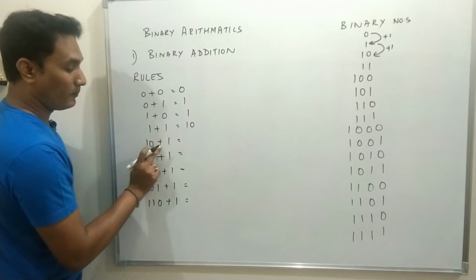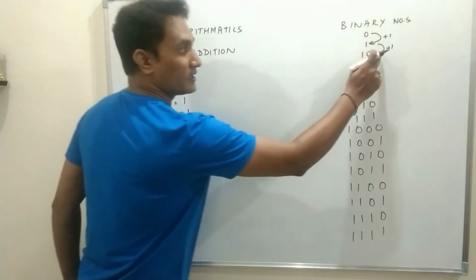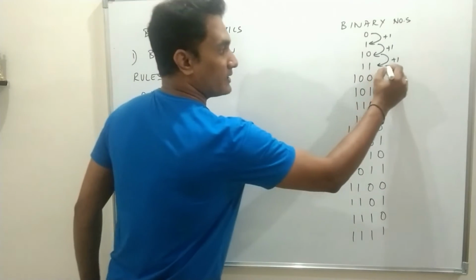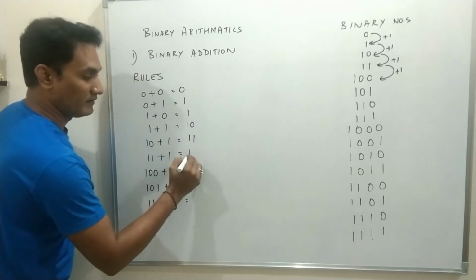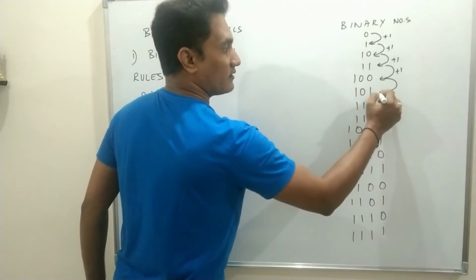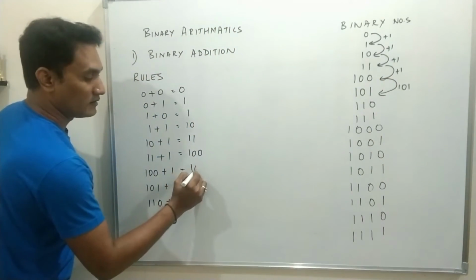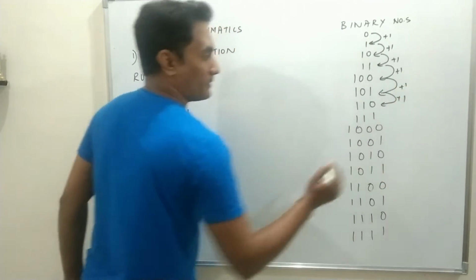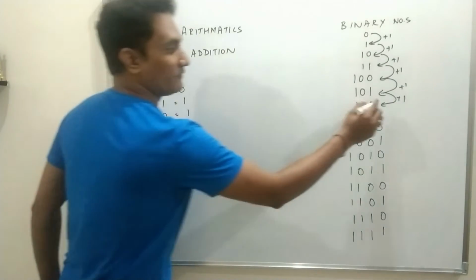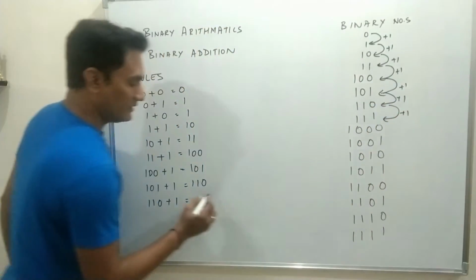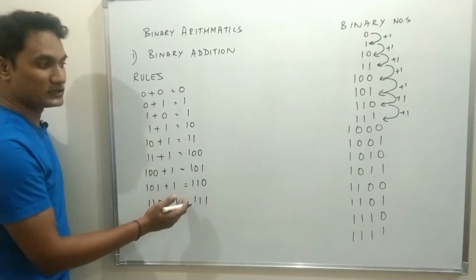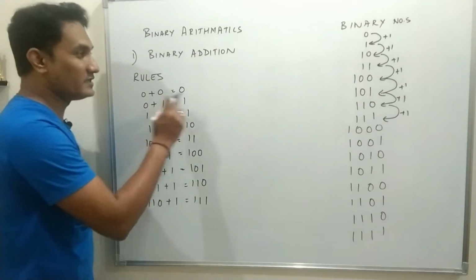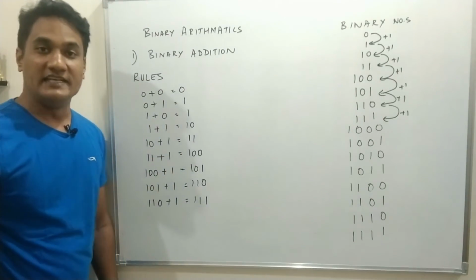Similarly 10 plus 1 means the next higher number, that will be 11. 11 plus 1 will be 100. 100 plus 1 will be 101. 101 plus 1, the next higher number, will be 110, and 110 plus 1 will be 111. So this set of rules we have formed by using nothing but the binary number system. Now you have to apply these rules to perform binary addition.